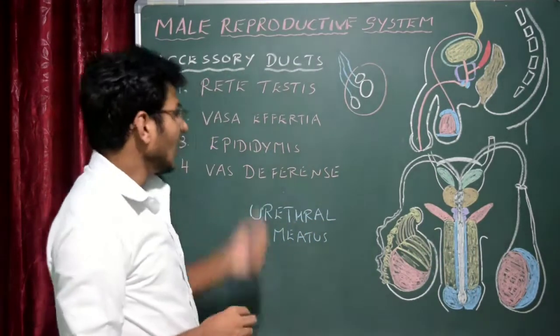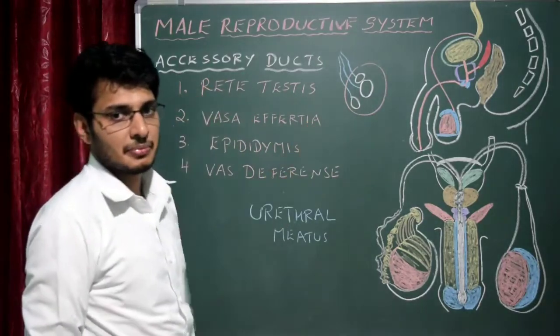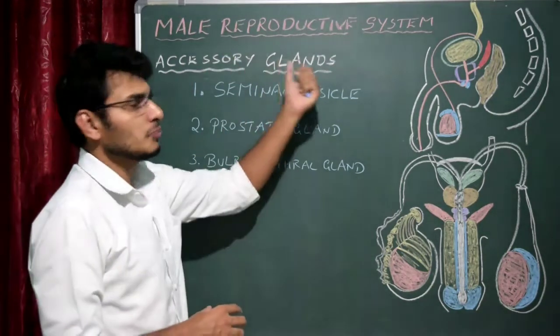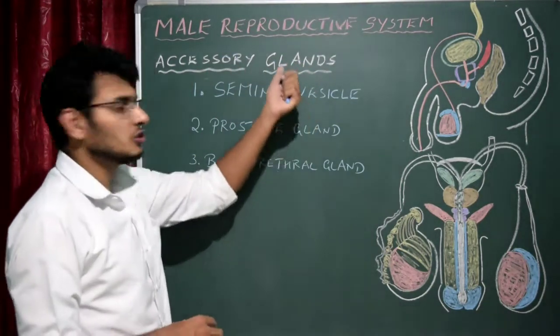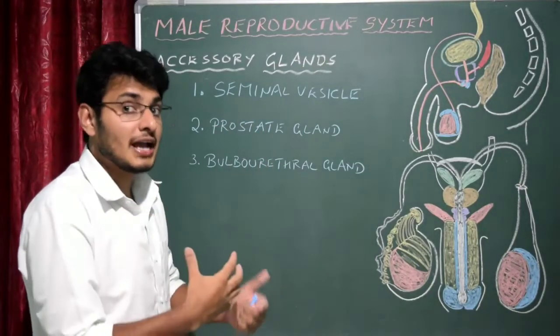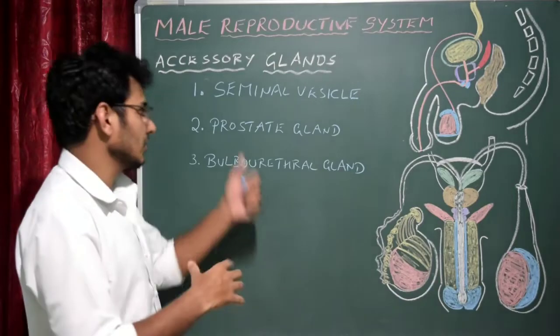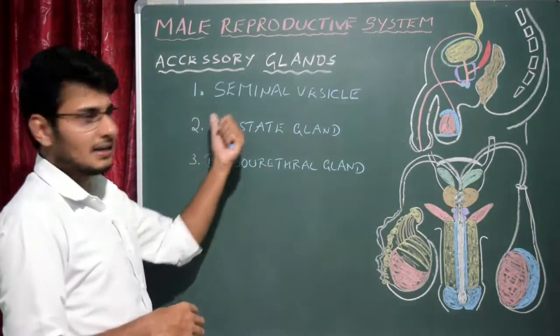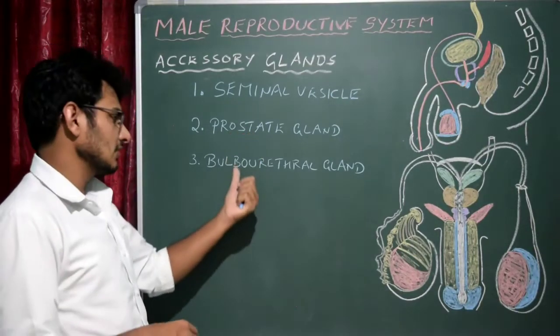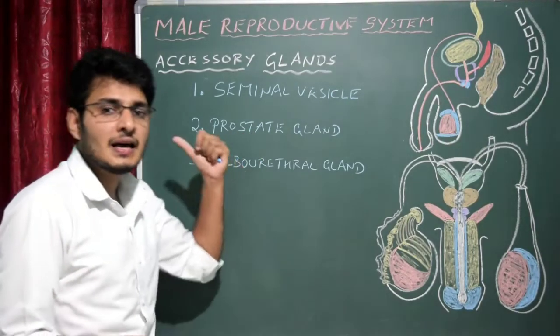Now we'll talk about accessory glands. I'm talking about the special exocrine glands which play an important role in secreting certain substances which help the sperms. The first accessory gland is the seminal vesicle. The second one is the prostate gland, and the third one is the bulbourethral gland.